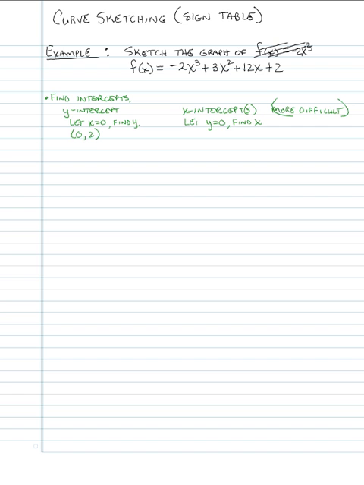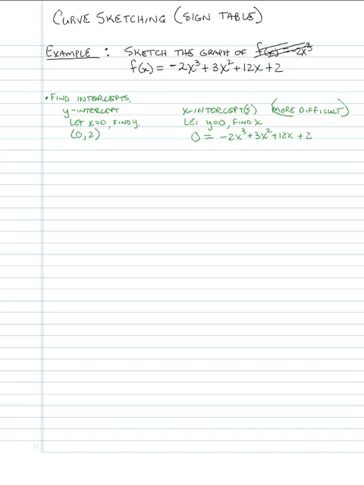Now, when we do that, remember, f of x is the y value, so we have 0 for f of x, and then we have negative 2x cubed plus 3x squared plus 12x plus 2 here on the right side. And that's why I said that this is generally more difficult. We've got to solve a complicated equation.